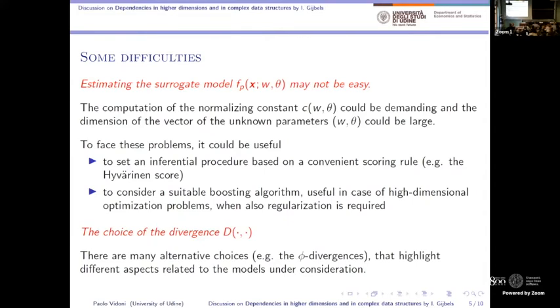The third point is important. I will not discuss it, but it is very important because we have to think about the choice of the divergence. We may consider the general class of f-divergences, but we also know that each different divergence measures some different aspect of the densities taken into account.